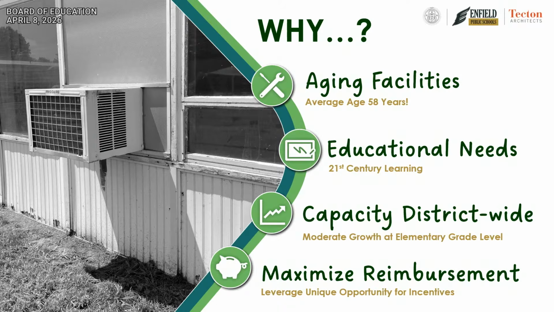4 main components: aging facilities, so the average age is about 58 years old; educational needs, which is fully explained in the educational specifications. We also looked at capacity district-wide, looked at the demographics and enrollment, and then the last one, most importantly, is maximize reimbursement, right? So those are the 4 components.